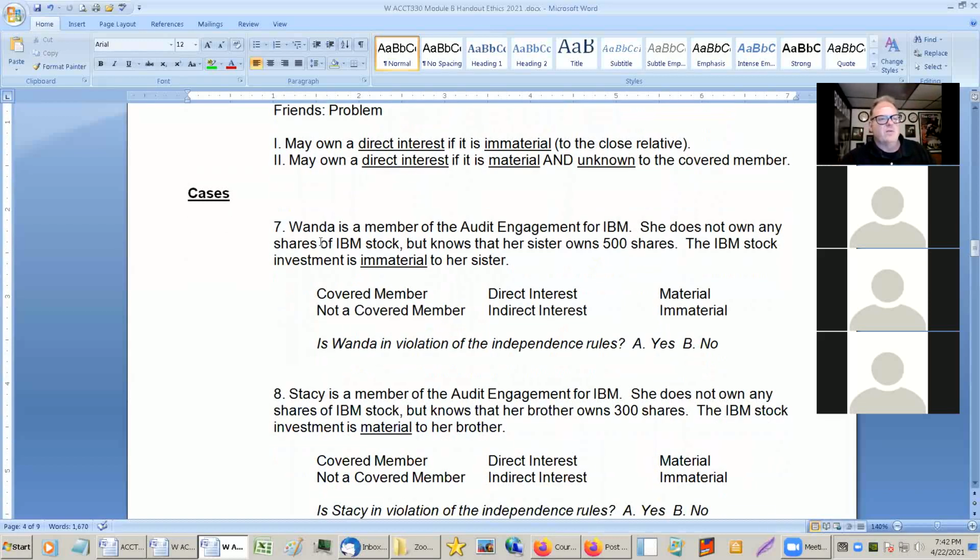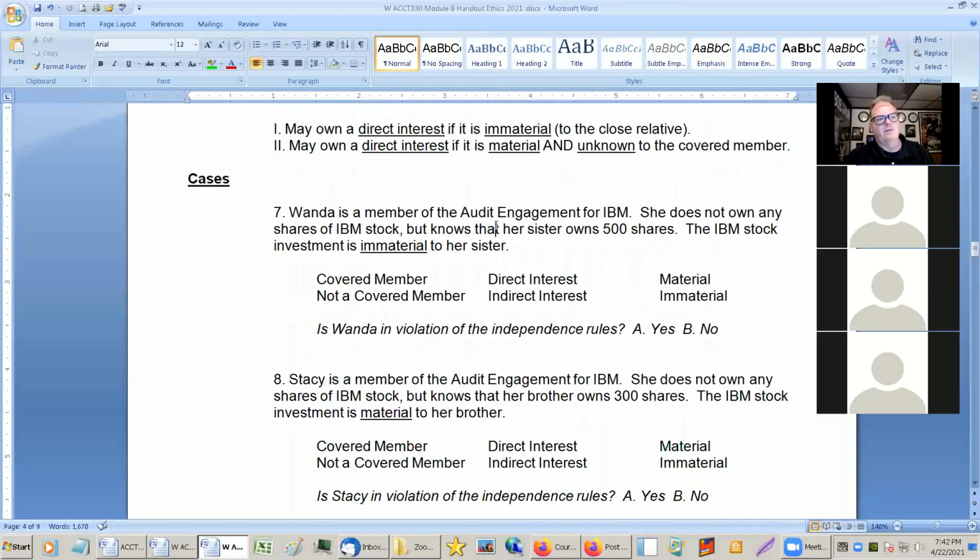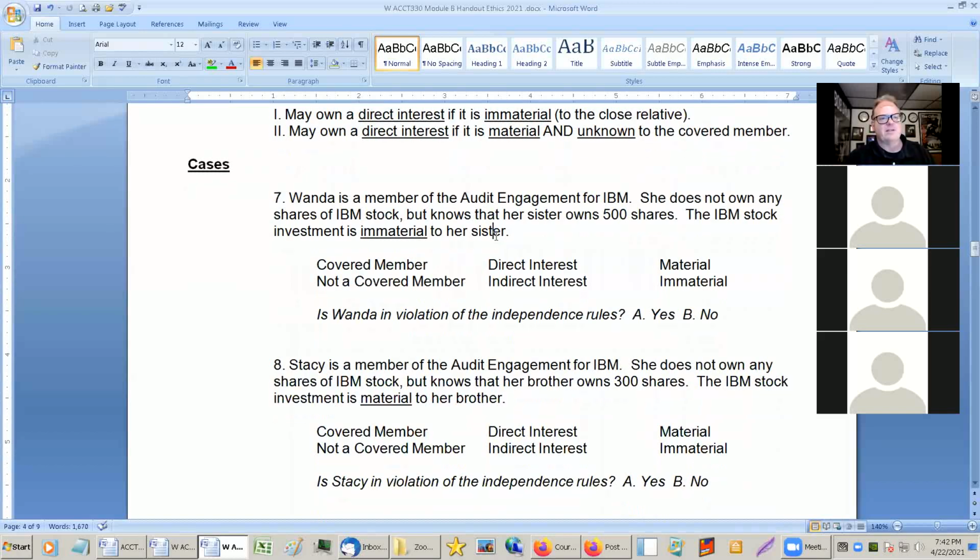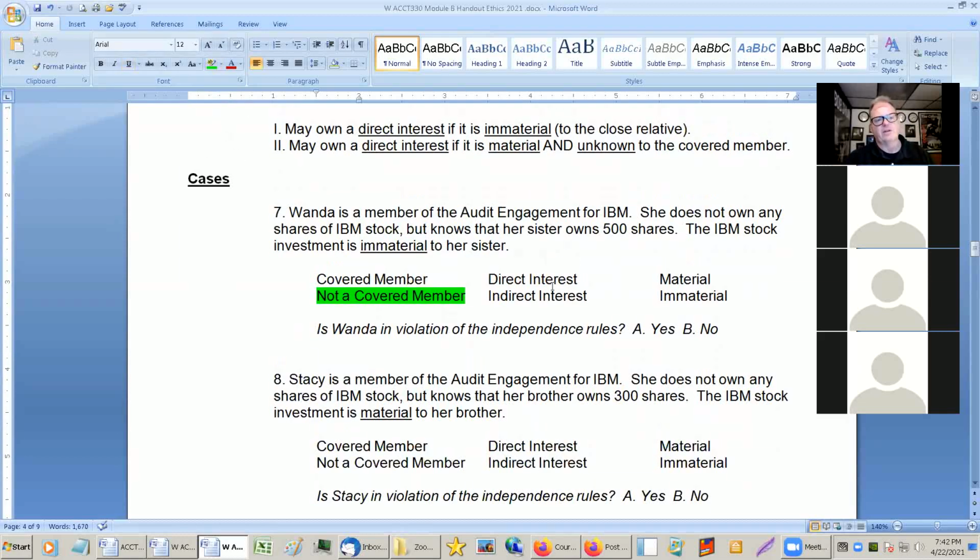Okay, so let's take the cases here. Wanda is a member of the audit engagement for IBM. She doesn't own any shares of IBM stock, but knows that her sister owns 500 shares. The IBM stock is immaterial to her sister. Is her sister a covered member? No. So these are not covered members, the close relatives. Only the immediate family are the covered members. Direct or indirect interest? Direct. And immaterial. Is she in violation? Nope. Immaterial. So they can always have a direct interest that is immaterial.